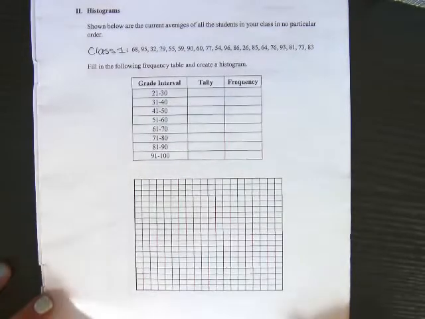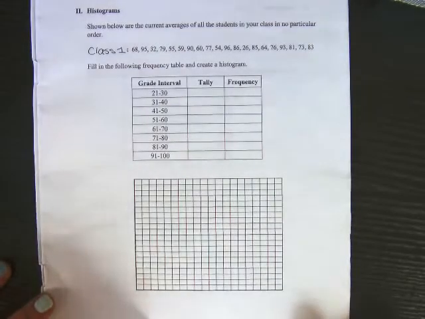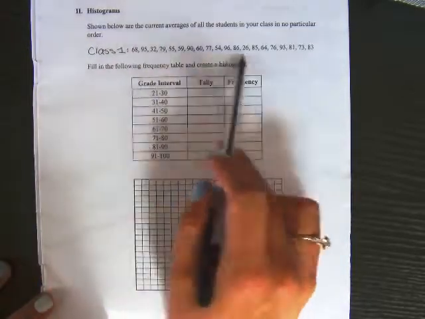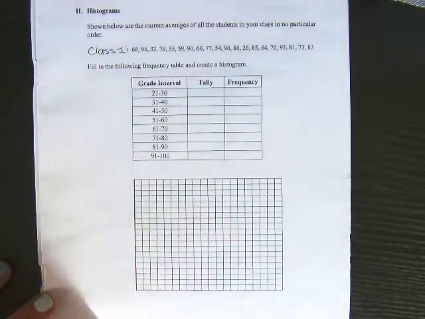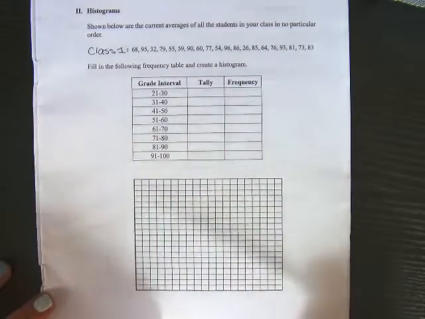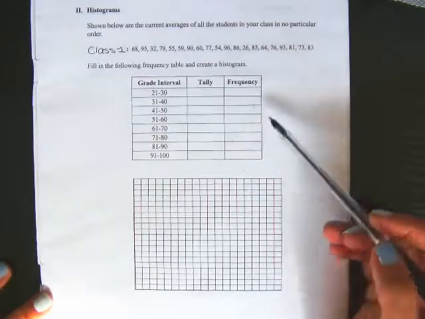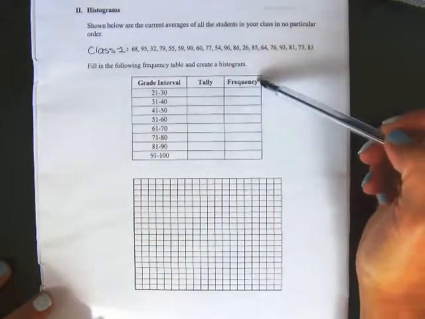Okay, so shown below are current averages of all the students in your class in no particular order. Class 1 with a whole bunch of grades. We're going to fill in the frequency table to create a histogram. So in order to make a histogram, you do need a table. So you're going to start by tallying, and then we'll talk about the frequency.